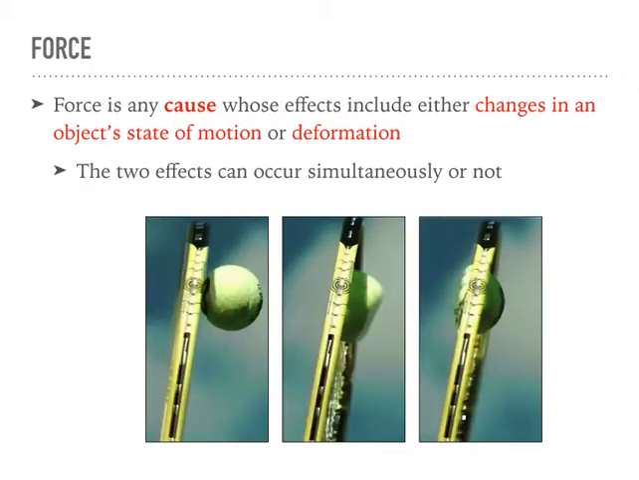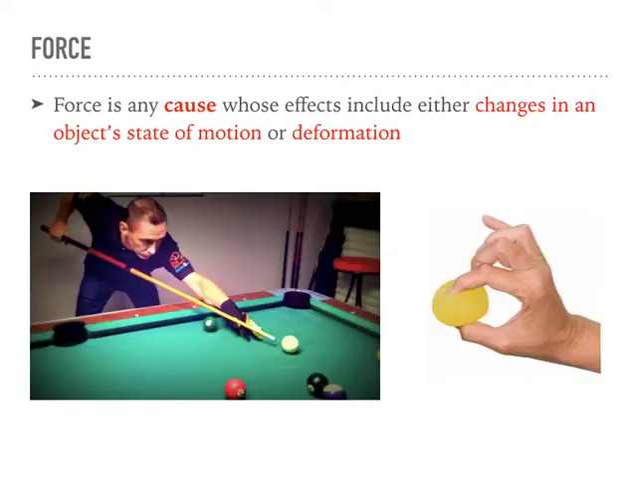But imagine this is a real picture in Wimbledon. Just imagine what this ball goes through. I mean, they are like Nadal or any good tennis player. They hit the ball so hard that it deforms. It's going to change the state of motion because if it was moving this way, after hitting it with a racket, it's going to move the other way. But also, you can see it's totally deformed. So again, the two effects can occur simultaneously, like here, or not, as we saw in the previous examples.